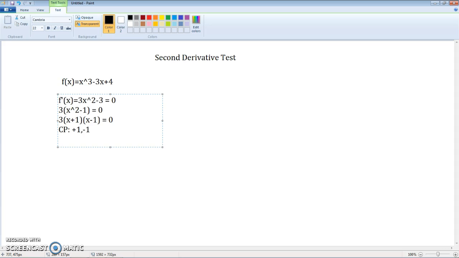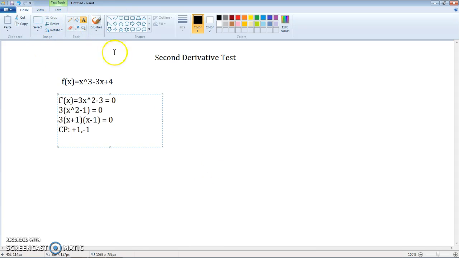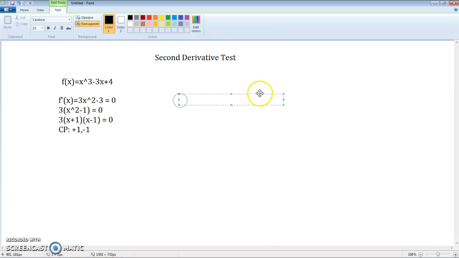After we found the critical points, next I'm going to be taking the second derivative of the function, because this is called the second derivative test. So of course we're going to be needing it. To do that, I'm taking the derivative of the first derivative. So f double prime of x would equal just 6x.